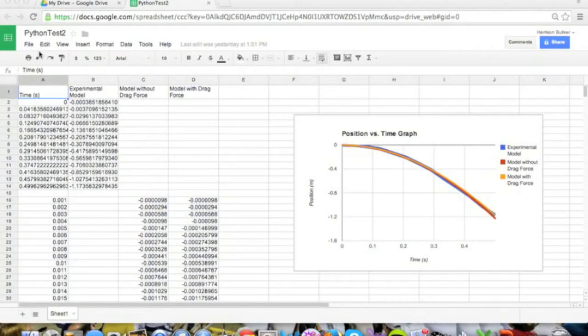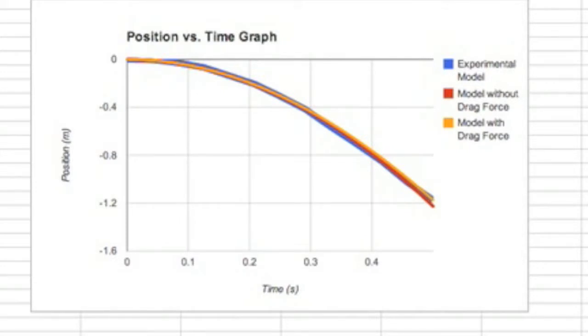Using Google spreadsheets, we can analyze the three graphs of position versus time. As you can see, the graph of model without drag force is below the experimental graph, except for the time interval between 0.3 and 0.4, right here. This could be due to plotting errors. You can also see that the graph of model with drag force is above the graph of model without drag force, and that is because our computational model with drag force isn't going to have as high of an acceleration, thus causing the object to not travel as far as the object without any drag force. Our experimental model looks more similar to the graph of model with drag force, and that is because during the experiment, drag force was present.